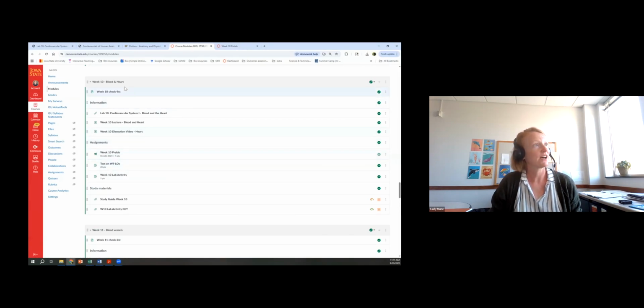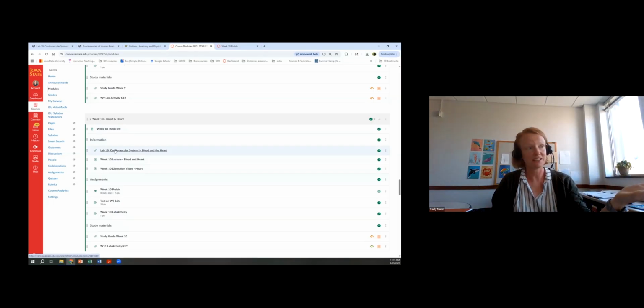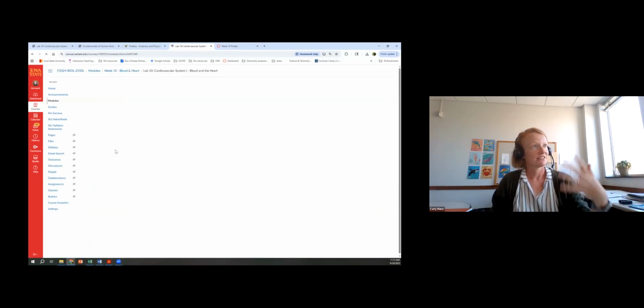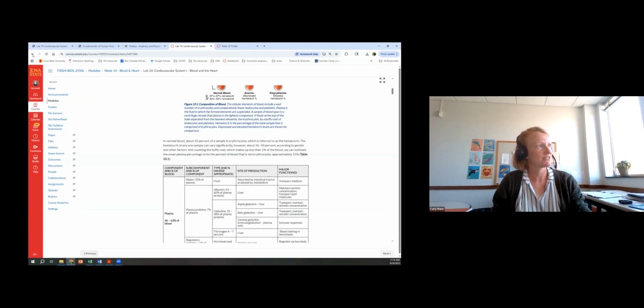So in Canvas, we have it organized by week, and we have our link to our virtual lab manual, right? So if we click on this, that opens up that chapter of the virtual material. It's taking forever, but it's within the LMS, so that's nice. The students don't have to go try to find it somewhere.